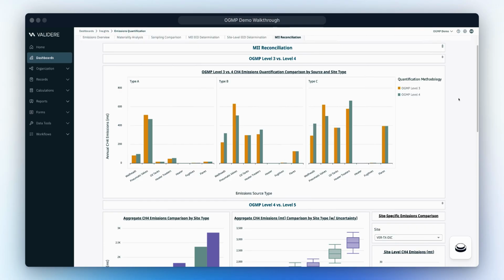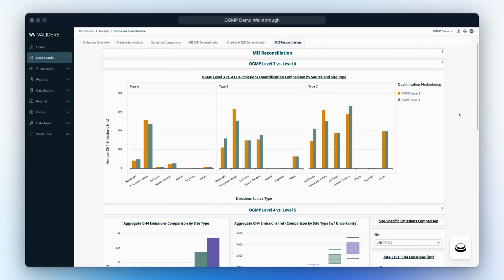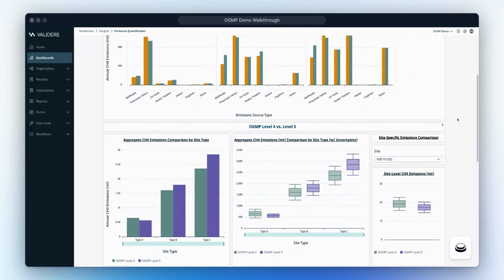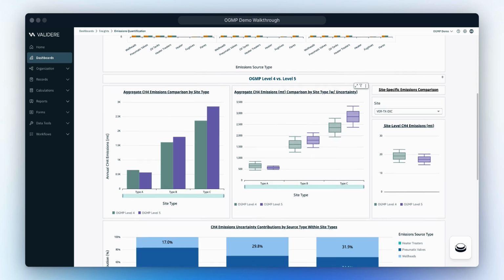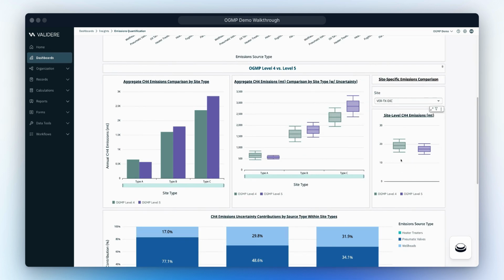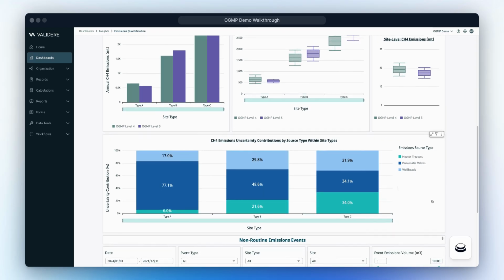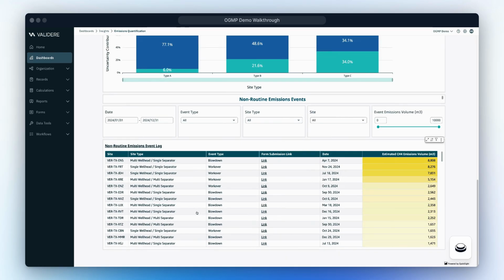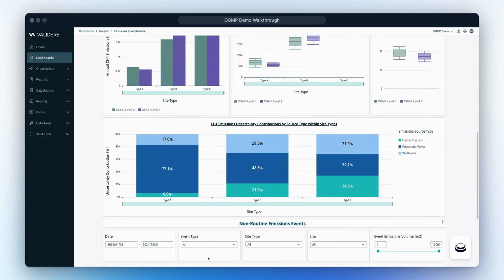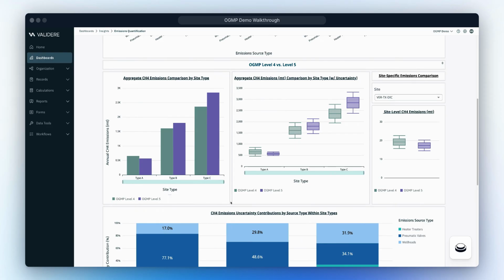Finally, the results from the OGMP level 3 bottoms-up emissions-based quantification methodology and the level 4 and level 5 measurement-based methodologies can be compared in this measurement-informed inventory reconciliation tab, where we can see the comparison of the different quantified amounts, as well as the associated uncertainty with the measurement-based amounts, either in aggregate or for an individual site. We can also see an attribution of the uncertainty across the different emission source types, as well as a log of non-routine emissions events submitted through the platform to understand any potential sources of discrepancies between the various different OGMP quantification levels. Now, that concludes the walkthrough of the OGMP reporting implementation.